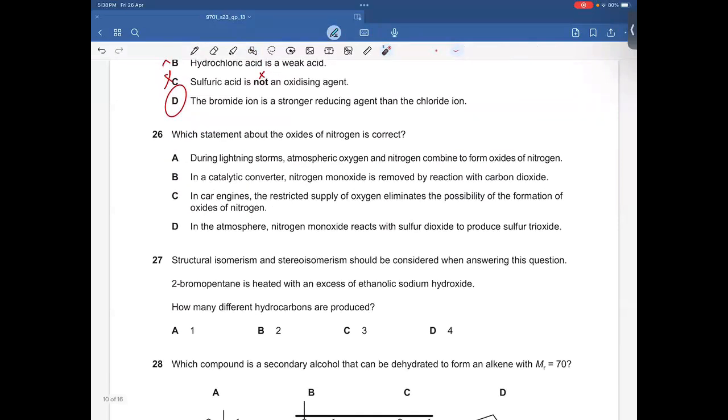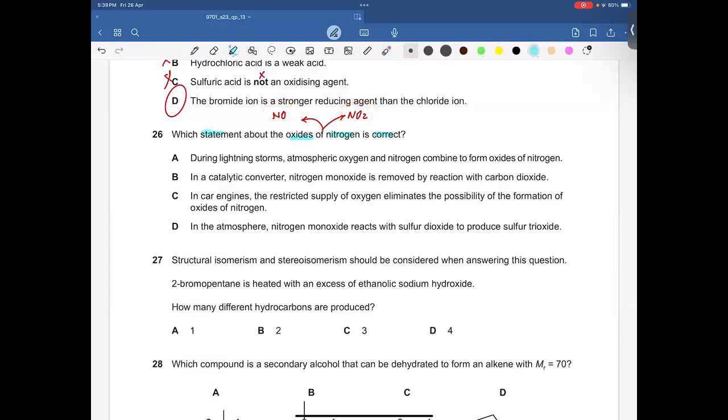Question 26. Which statement about the oxides of nitrogen is correct? Where we have two oxides of nitrogen. One is nitrogen monoxide, the other one is nitrogen dioxide. Nitrogen monoxide is formed through lightning during a thunderstorm, all right? And nitrogen dioxide is formed through internal combustion of engines.